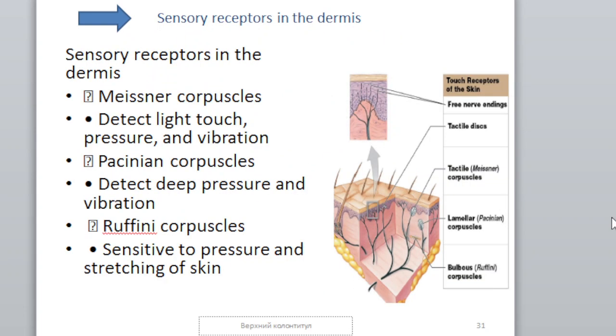Sensory receptors in the dermis. Meissner corpuscles detect light touch, pressure, and vibration. Pacinian corpuscles detect deep pressure and vibration. Ruffini corpuscles are sensitive to pressure and stretching of skin.